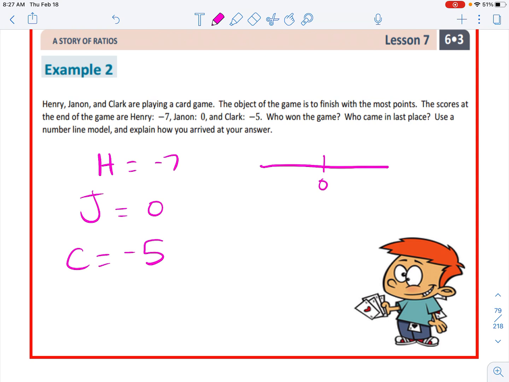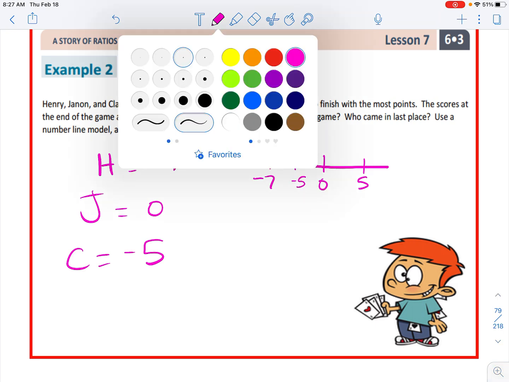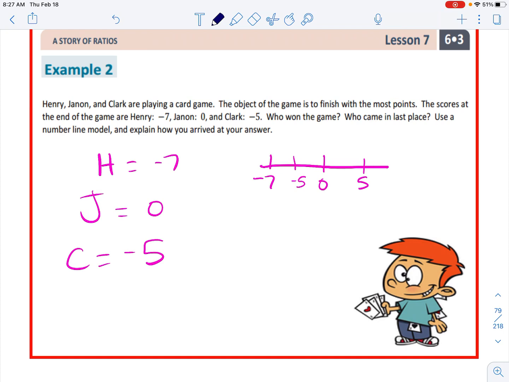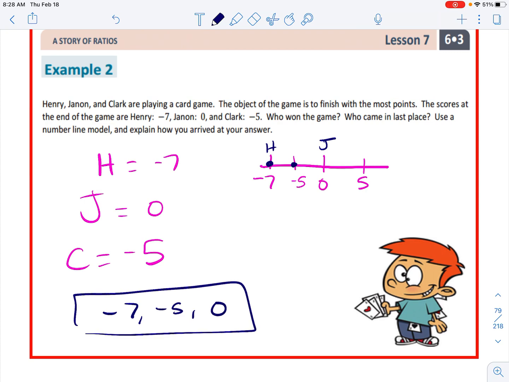Okay, so if I have 0, 5 is going to be somewhere there, and then -7 is going to be somewhere there. Sorry, not -5. I'm going to say +5. This is -5. Okay, so Henry is at -7. Janin is at 0. And Clark is at -5. So from least to greatest, it would go Henry at -7, Clark at -5, and then Janin at 0. That's from least to greatest, okay?